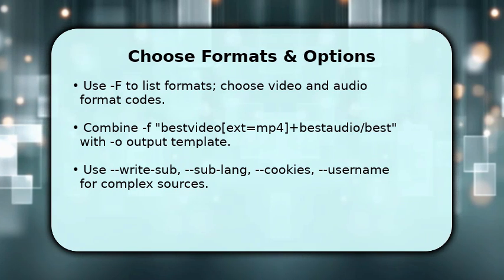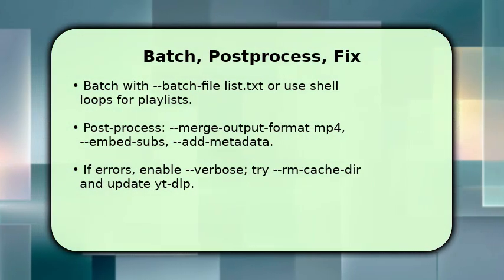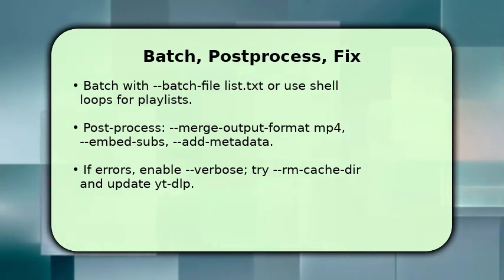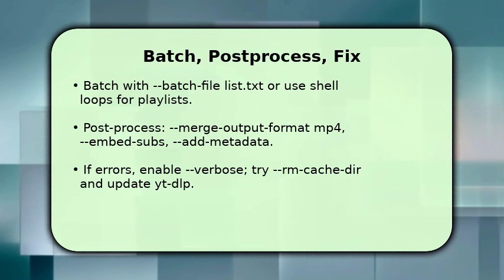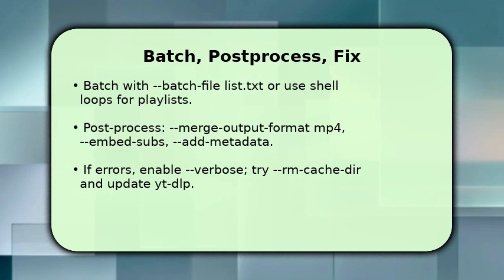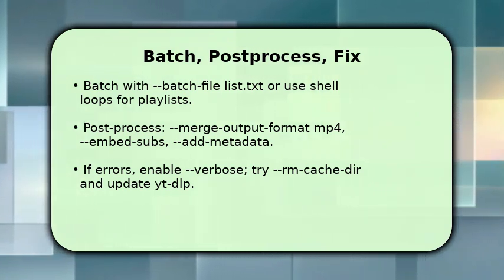Finish by automating and finalizing. Supply a batch file list.txt or pipe URLs in a shell loop to handle many items, and use post-processing flags like --merge-output-format mp4, --embed-subs, and --add-metadata to get polished files. Make sure to update yt-dlp frequently with pip3 install -U yt-dlp.